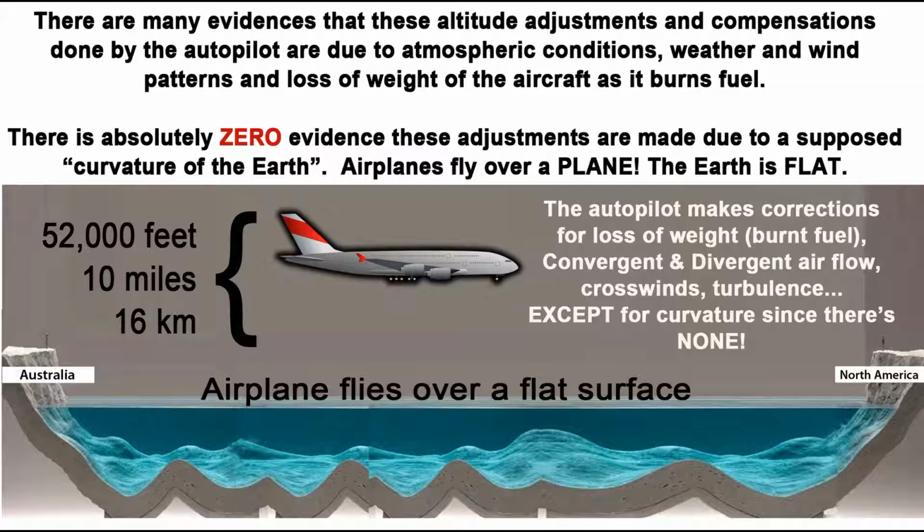I end this video here saying that there is a lot of evidence that these altitude adjustments and compensations done by the autopilot are due to atmospheric conditions, weather and wind patterns, and loss of weight of the aircraft as it burns fuel. There is absolutely zero evidence these adjustments are made due to a supposed curvature of the Earth.